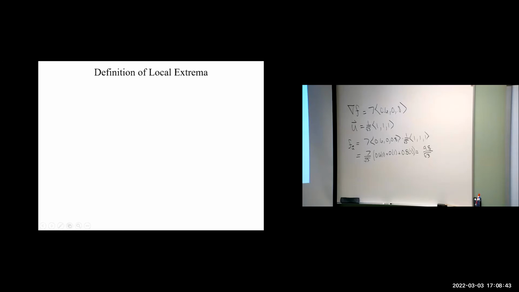All right, local extrema. If you can remember back to Calc 1, we had local max and local min. Local max was kind of like the top of a hill. Local min was kind of like the bottom of a valley. That's all. Same thing goes here, except now we're in 3D.